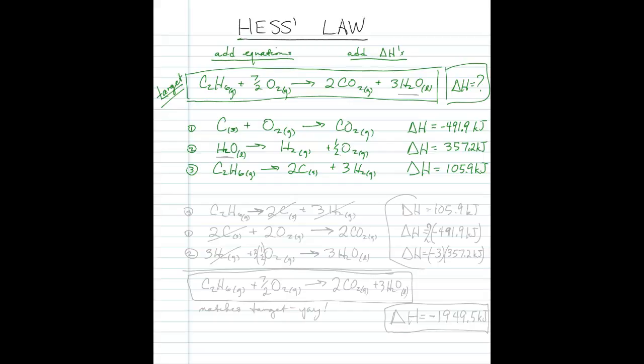I kind of like the look of equation 3, don't you? On the left we have ethane, and in our target equation on the left we have ethane. So let's just write that down here. C2H6 is 2 carbons plus 3 hydrogens, and the delta H for that is 105.9. Now you notice I'm just copying over something I already had, but we'll get to something different in a minute.